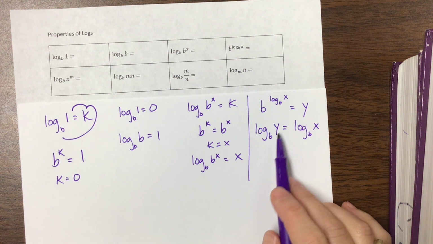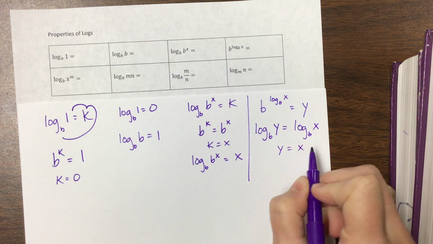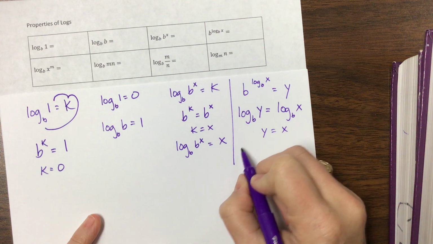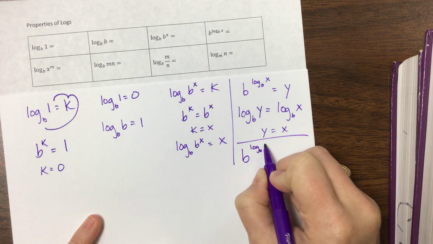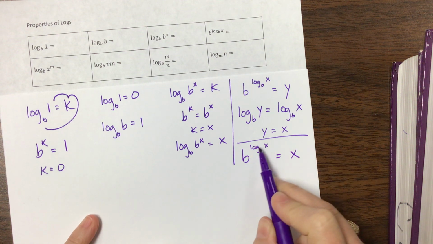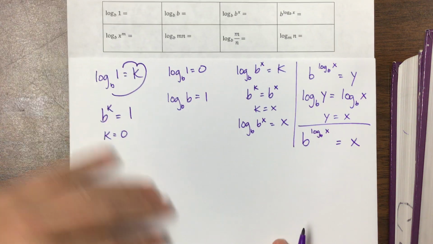Okay, so notice if I have log base b of y is equal to log base b of x, that tells us that y just has to equal x. So in other words, what you want to write in that box is that b raised to the log base b of x will just be equal to x. Those bases are the same. You can get rid of them and just hang on to that value there of x.